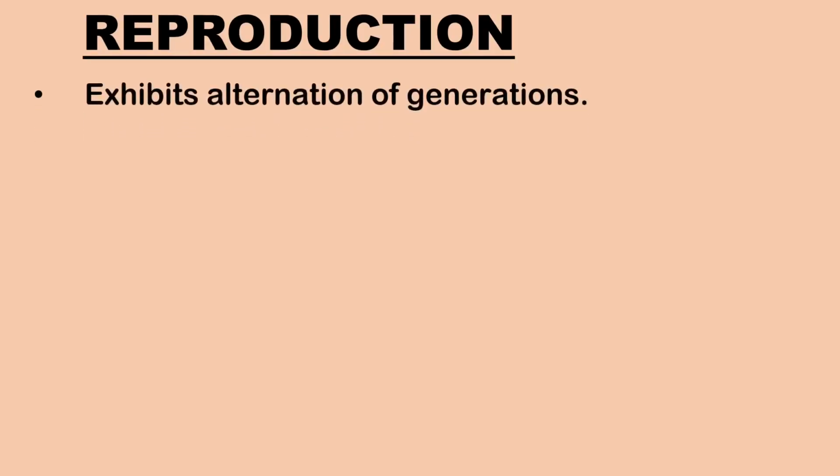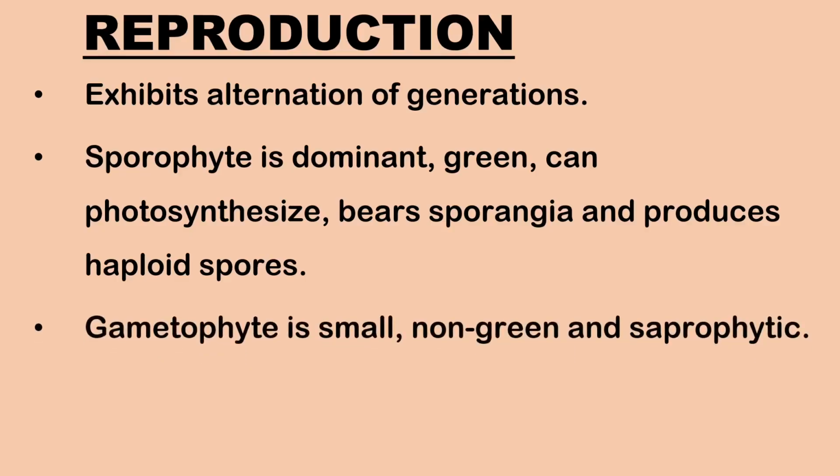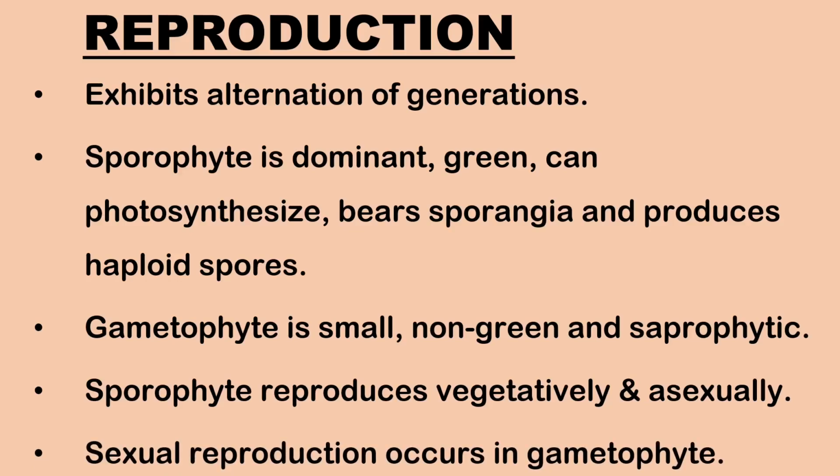Next, we shall study about reproduction in Psilotum. Psilotum exhibits alternation of generations. Sporophyte is dominant and green, can photosynthesize, bears sporangia, and produces haploid spores. The Gametophyte is small, non-green, and saprophytic. Sporophyte reproduces vegetatively and asexually. Sexual reproduction occurs in Gametophyte.